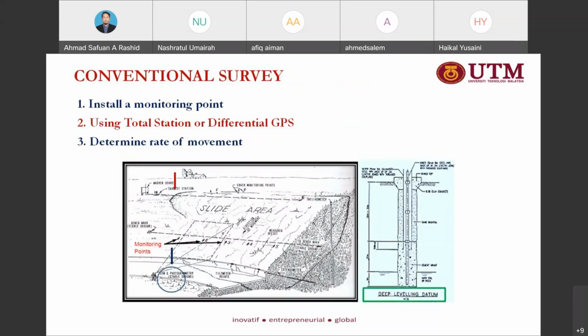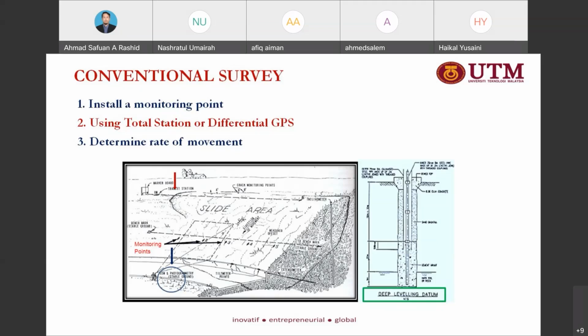So with the conventional survey, at the same time, we may use a conventional method to monitor for any movement on the surface of the slope. For the surface, we may use the conventional survey by using a settlement marker approach. Install a monitoring point using total station or differential GPS, and determine the rate of movement.